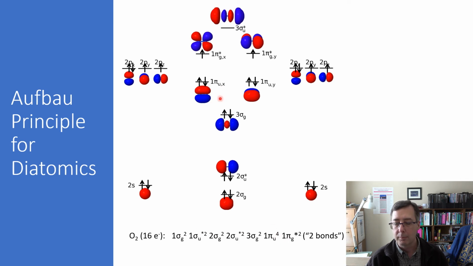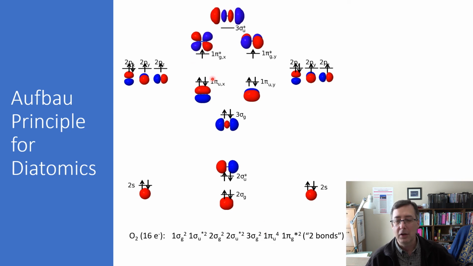Here I've filled the 1 pi u, so it's got 4 electrons in it, and I've put 2 electrons in the 1 pi star. Okay. By the way, sometimes beginning students get confused about the g's and u's and think g is good and u is bad. That's not the case. Don't think that. It's just symmetry.